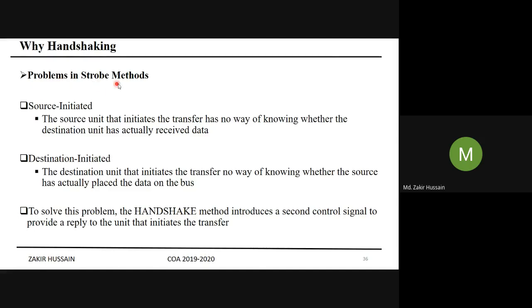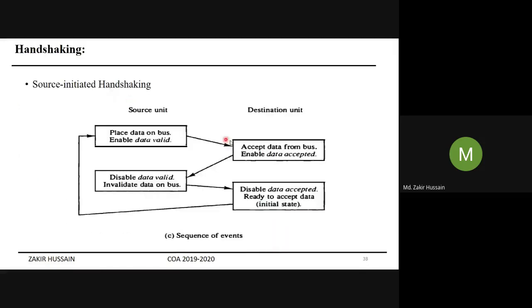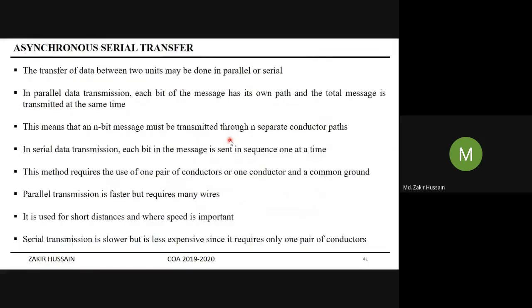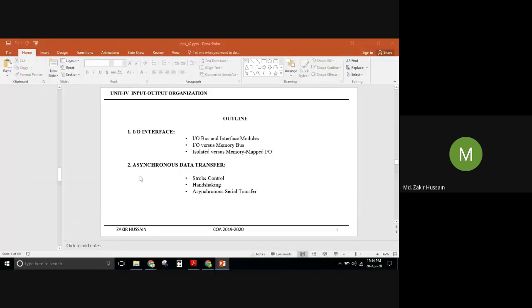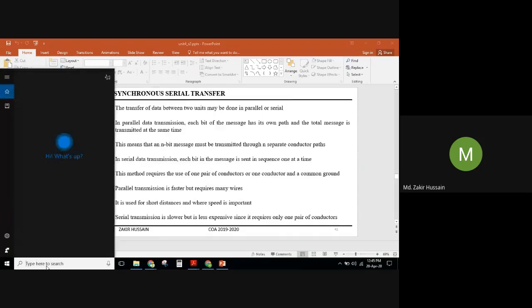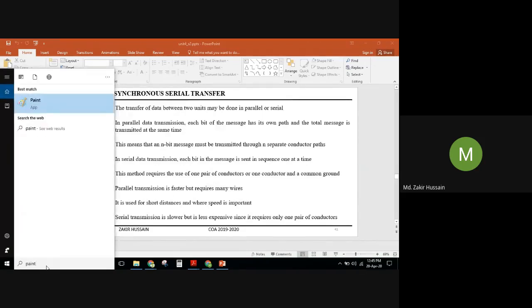There are some problems in strobe methods, in that acknowledgement is not there. So we have gone for handshaking. Now, there is another method called asynchronous serial transfer. So what is this asynchronous serial transfer? Before getting into it, going through all the points listed here, let us go to this one. First, paint software.